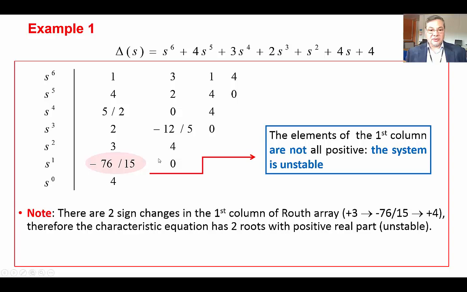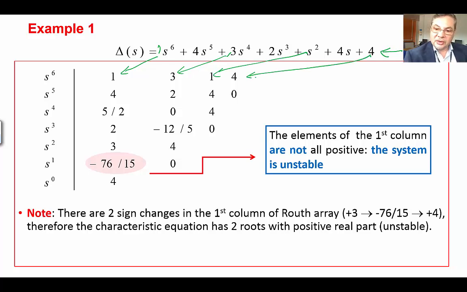Here is a straightforward example. We have the characteristic equation. First step first: any missing coefficients? No. Any zero coefficients? No. Okay, we'll carry on. We take the coefficient 1, it goes there, 3 goes there, 1 goes there, and this 4 goes there. The remaining odd coefficients form the second row. So we form these two rows.